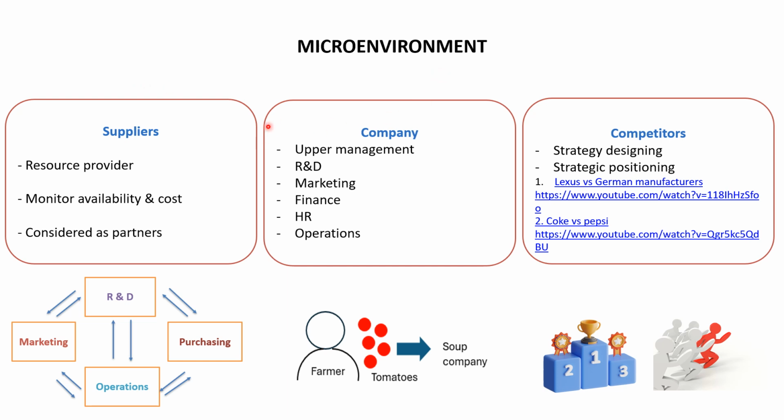Second is suppliers. Suppliers are essentially the resource provider. They give you the raw materials required to produce your goods. Marketing managers, along with the purchasing team, should watch the cost of raw material and its availability. Now this is important because increased raw material cost means increased product price, and it could potentially discourage price sensitive consumers from buying your product.